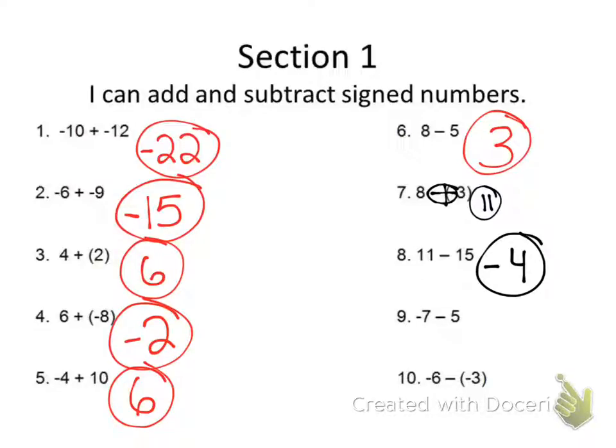Number 9, you can think of it as it's written on the board, or you can think of it as negative 7 plus negative 5. So they're both negative. We're going farther into the negatives. So add the numbers, keep the negative sign. Negative, what? 12. I thought you said 20. I was like, uh-oh. Negative 12. Very good.